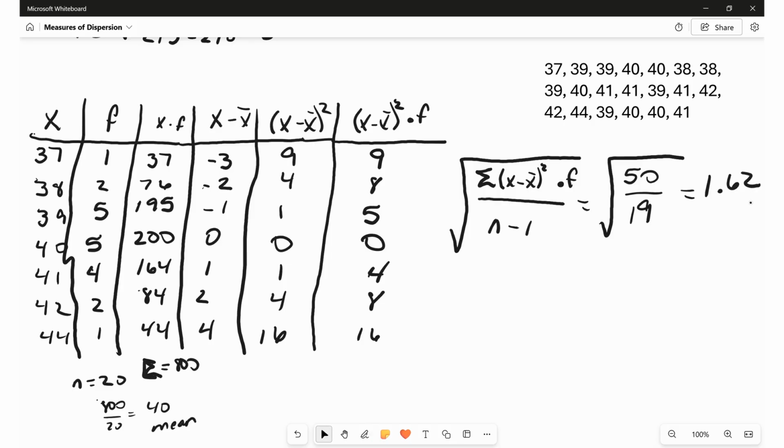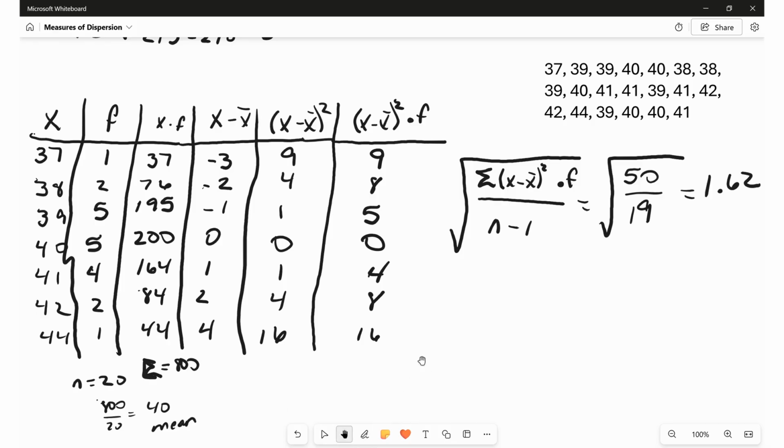Now, what does that tell us, though? Well, what that tells us is that this stock only varied by about a little more than $1.50, so $1.62 over the past 20 trading sessions. It really only varied by a little more than $1.50, which basically means that this stock is probably a pretty good buy. Okay, so this is how we can tell if a stock is good to buy or not.